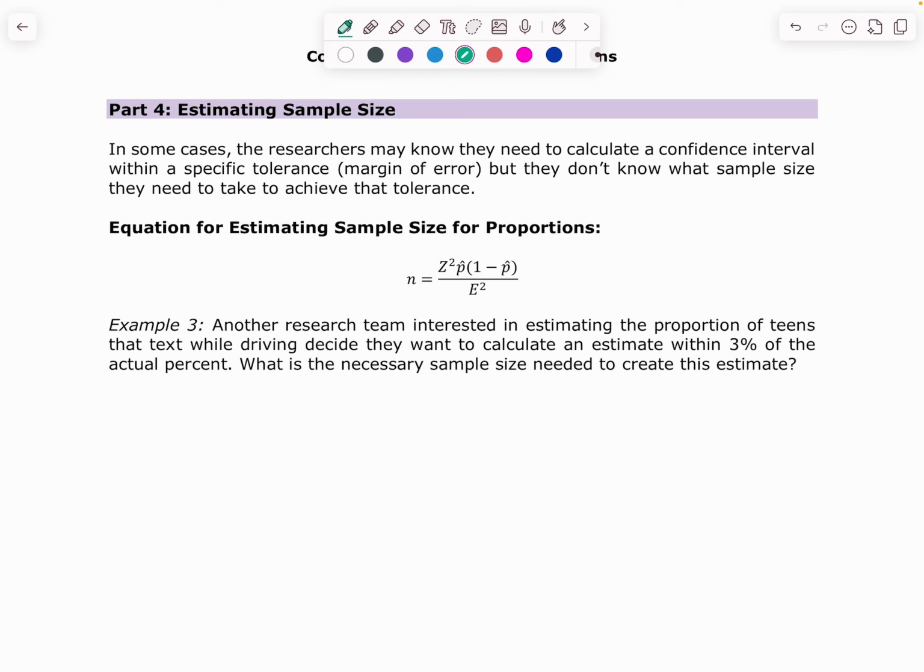That equation is found by n equals z squared times p hat times 1 minus p hat divided by E squared. So as a reminder, E stands for the margin of error.